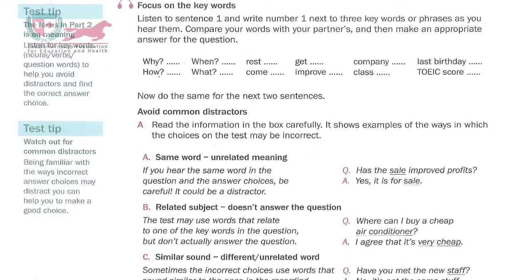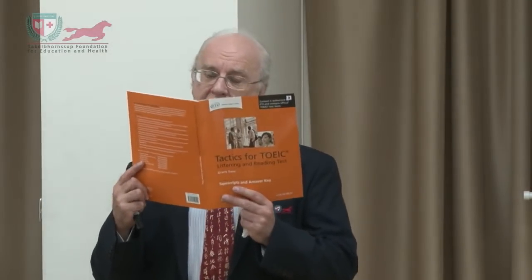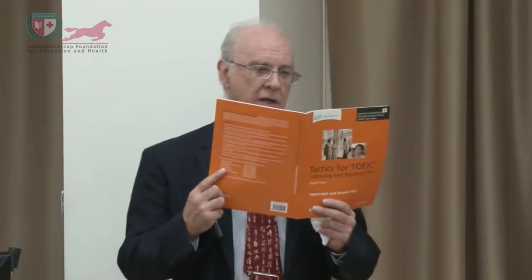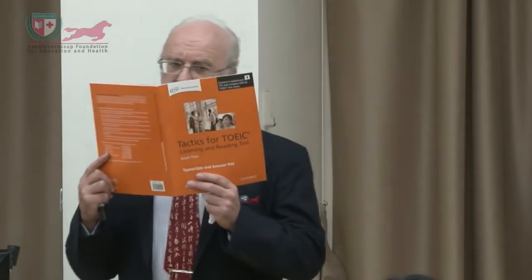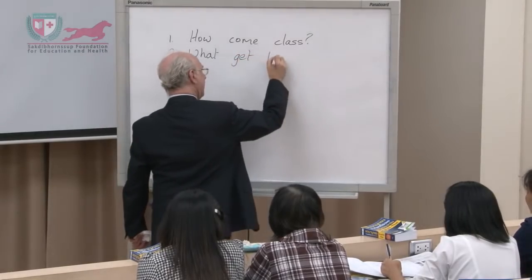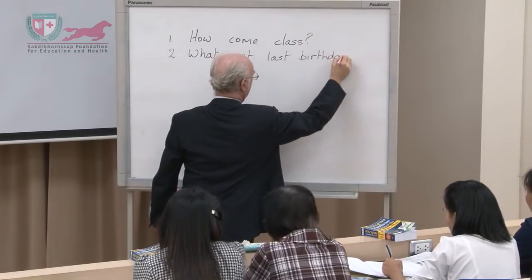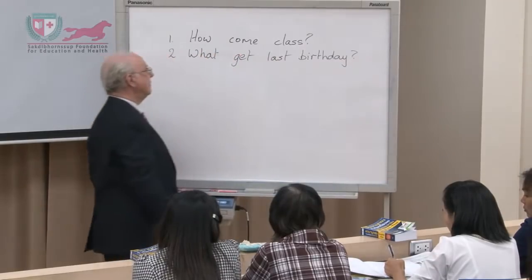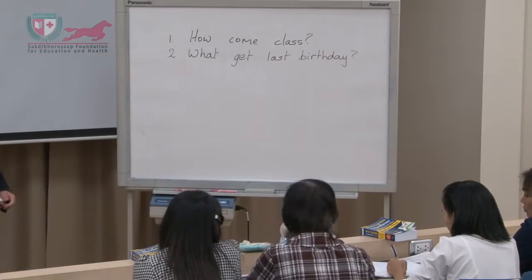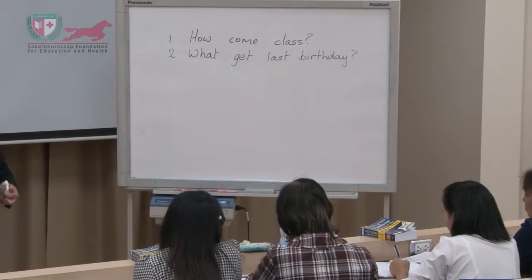Question 2. What did you get for your last birthday? What get last birthday? It's enough to communicate the question. What did you get for your, that's grammar. It's not important for communication. These are the key words.